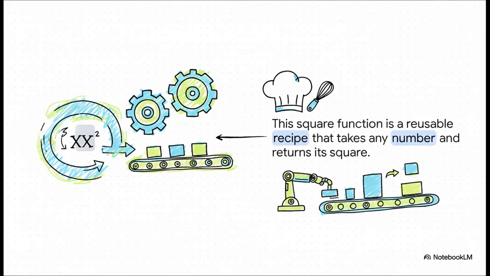I mean, look at this. It's so simple, it's beautiful. We've made a tiny little recipe called square. It takes one ingredient, a number, and the only instruction is to multiply that number by itself. Now, instead of writing 5 times 5 or 10 times 10 all over our code, we can just say square 5 or square 10. It's just so much cleaner and easier.